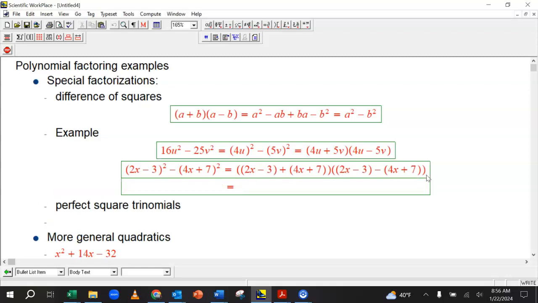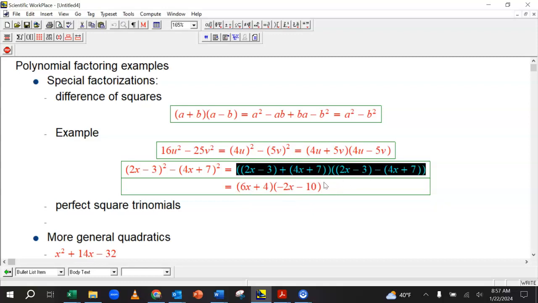Now, that actually is going to simplify, because now I can say, wait a minute, I can unpack those parentheses. And that's going to turn into 6x plus 4 times minus 2x. Notice the 2x and a minus 4x, and then a minus 3 minus 7. So that's really kind of funky that it turns out to be this. But the main thing is that you've got that difference of squares. So no matter how complicated the individual squares are, you can use this factorization.